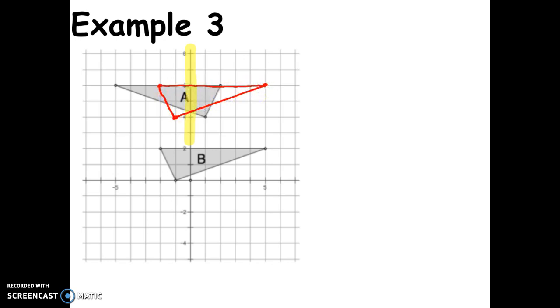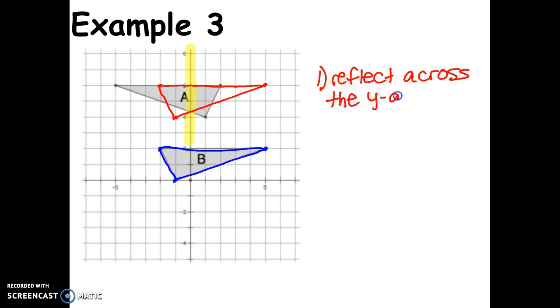Now I know that I need to continue to move this because it's still not on top of B. They are actually aligned, so I just need to shift it down. If I move this down 4 units, I'll be on top. 4, and 4. And I'm now on top of B. So the first thing that I did was reflect across the y-axis. And the second thing I did was translate 4 units down.